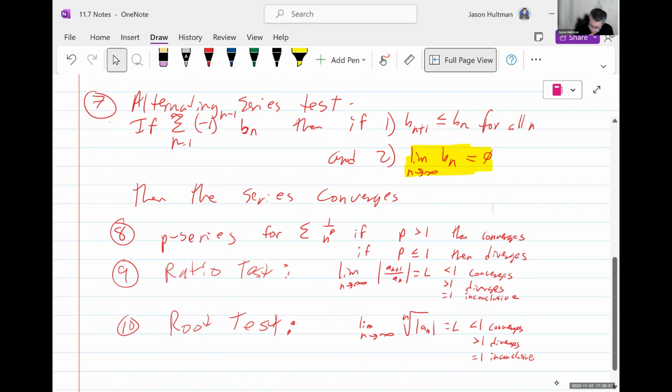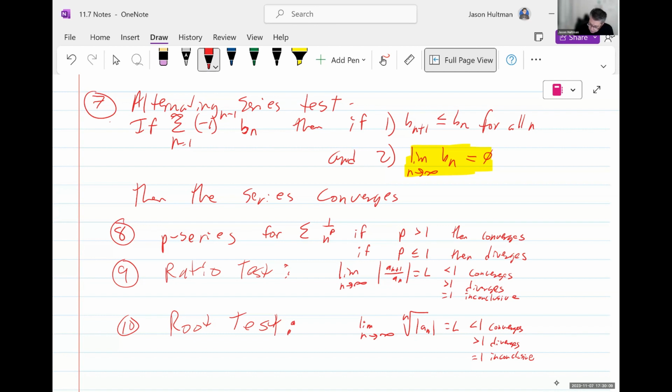Number 8, the p-series, for the summation of 1 over n to the p. If p is greater than 1, then it converges. If the power is greater than 1, then it converges. If the power is less than or equal to 1, then it diverges.